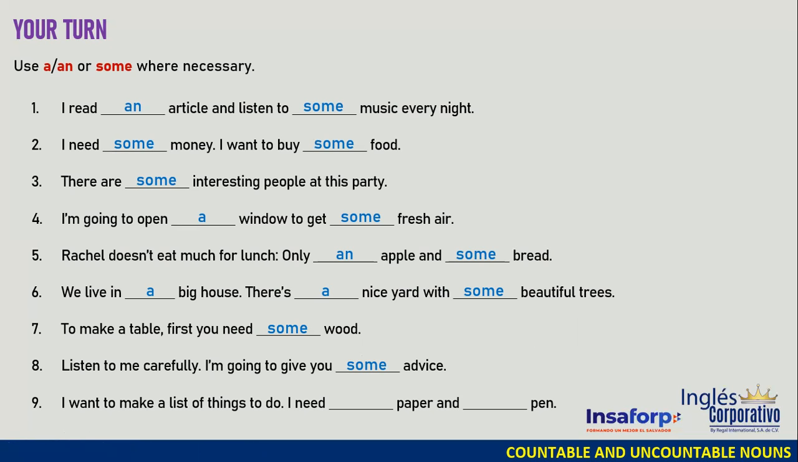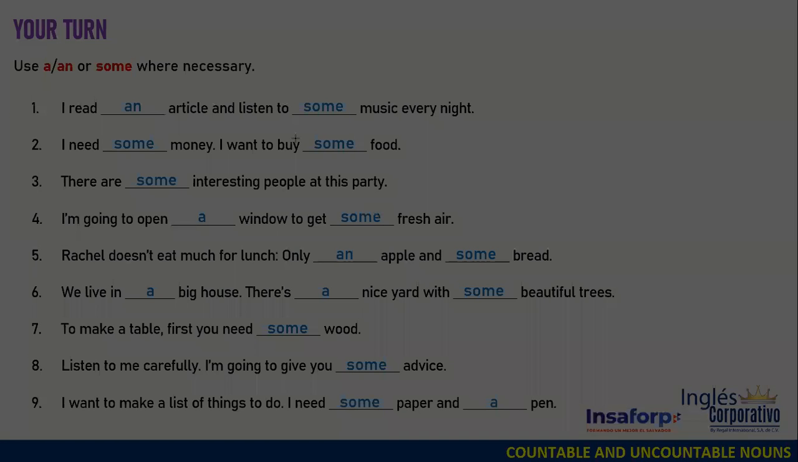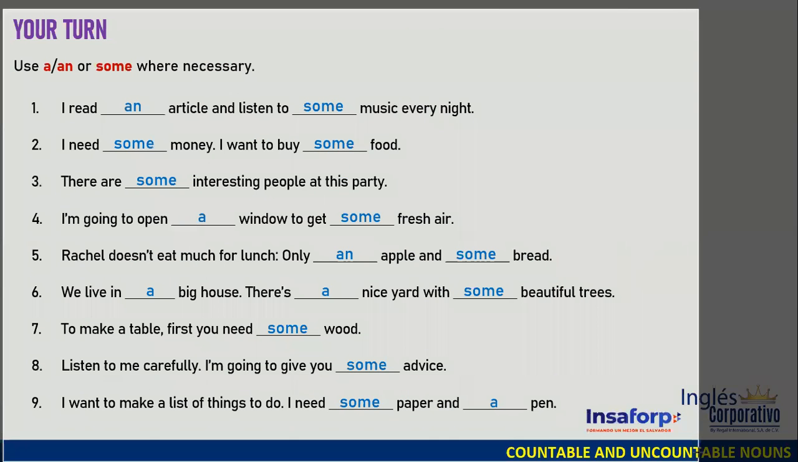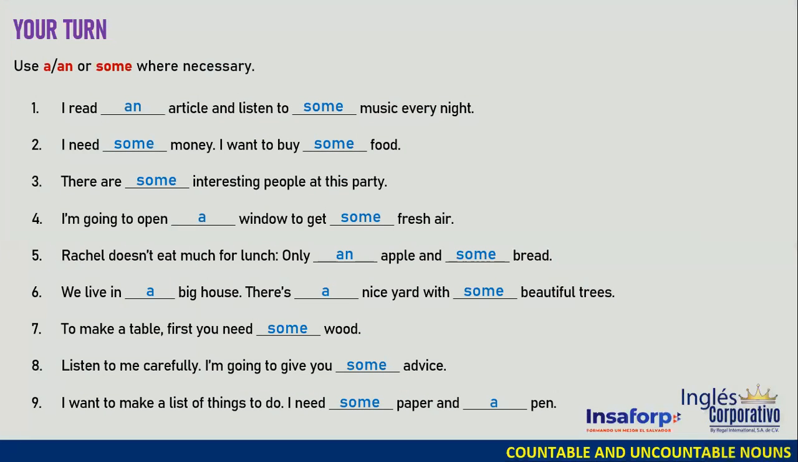I want to make a list of things to do. I need a paper. No puedo decir a paper, ¿verdad? Some paper and a pen. And a pen. Very good. Ahí sí, ¿verdad? Ahí sí vamos a decir a pen. Very good. So, questions, preguntas, chicos. Todo está, la clave es en saber si es contable o incontable. ¿Cómo puedo saber eso, Marce? Usando el diccionario, ¿verdad? Ahí nos aparece si la palabra es contable o incontable, ¿verdad? ¿Questions?